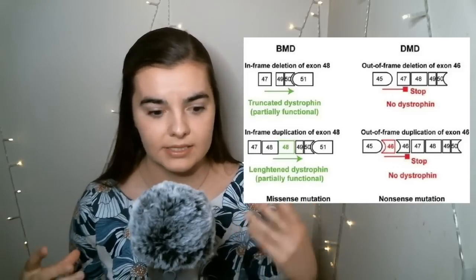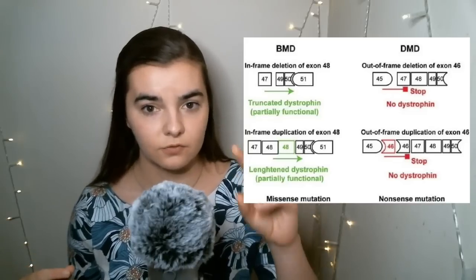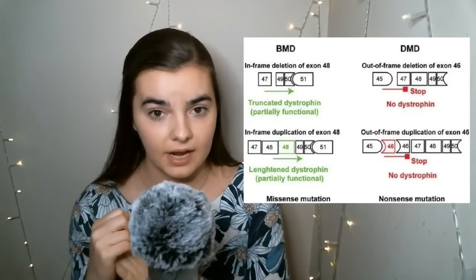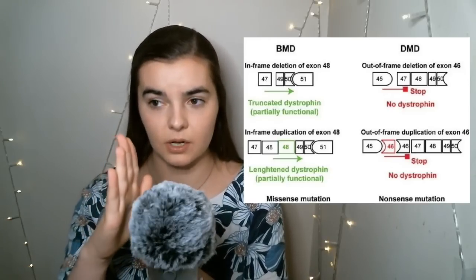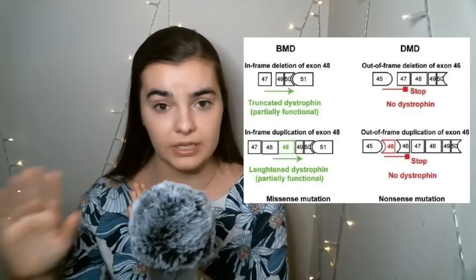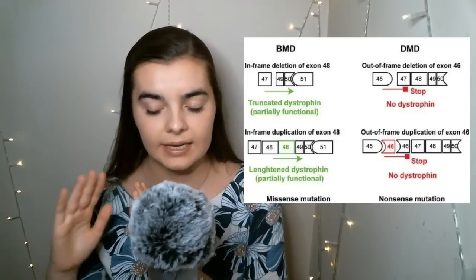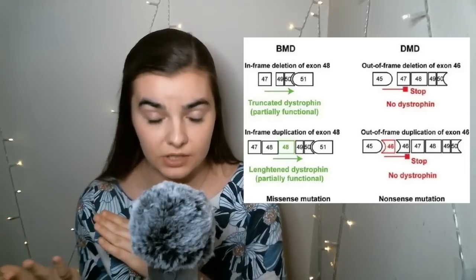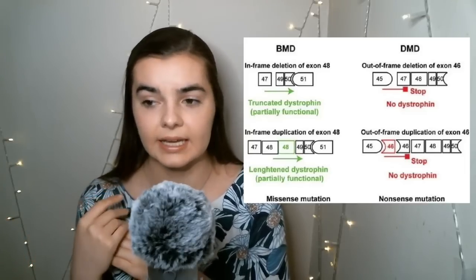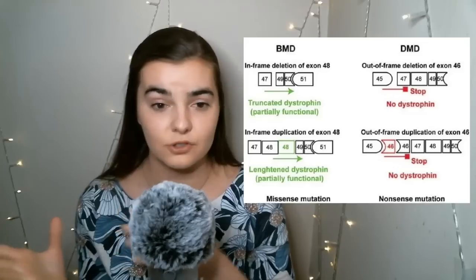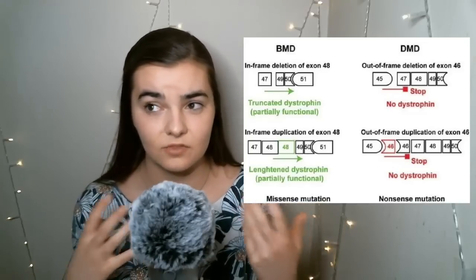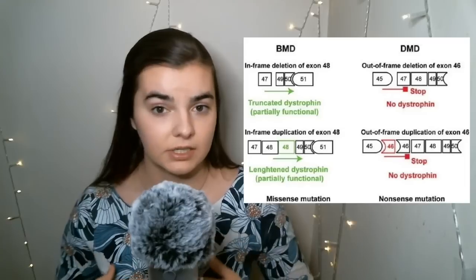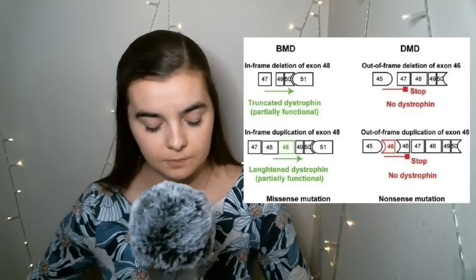acids, but if you add in 1 or 4 or 7, you're now not going to have a multiple of 3. It's going to shift the whole reading frame of the gene, and a lot of times what happens is you get that nonsense mutation, you get a stop codon, and you don't end up with any viable dystrophin in the body, and you get a very, very severe form of muscular dystrophy.